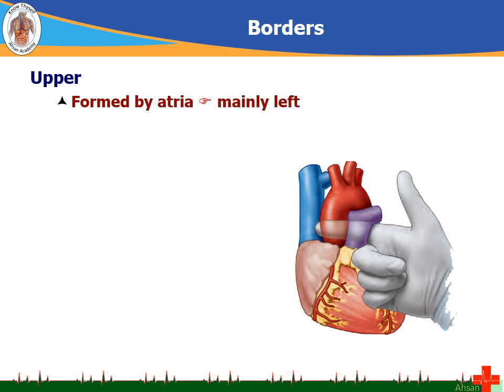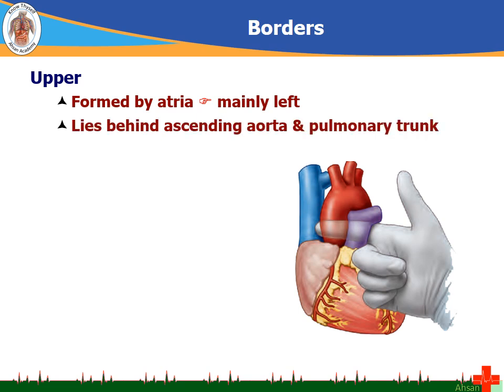Upper border. The upper border is formed by the two atria, and it is mainly formed by the left atrium. You can see the figure. The index finger is indicating the position of the upper border. So it lies behind the aorta and pulmonary trunk. The ascending aorta and the pulmonary trunk are there, and as a shadow you can see the finger. The superior vena cava opens into the upper border of the heart.